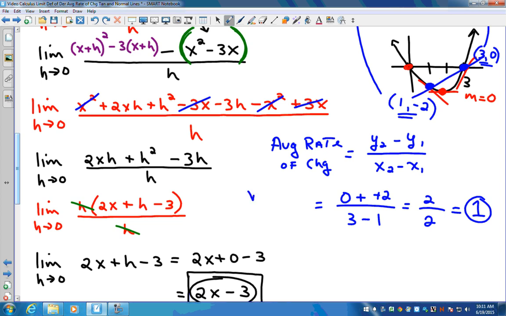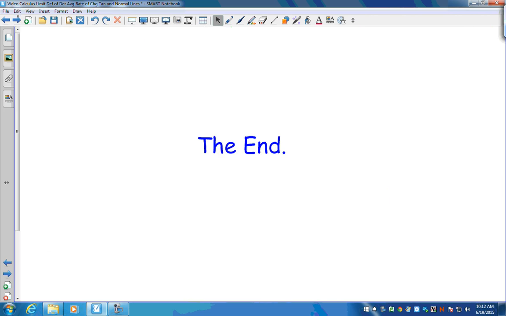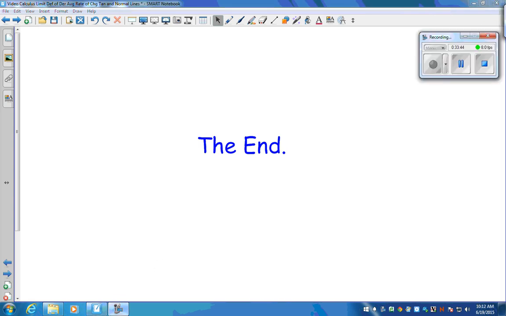So the average rate of change from x equals 1 to x equals 3, we also sometimes call the slope of the secant line, right? Because the secant line is a line that intersects the curve in 2 spots. So the slope of the secant line, or the average rate of change from x equals 1 to x equals 3 is 1. So there you have it. You've got the limit definition of the derivative, which is the instantaneous rate of change, and then you also have the average rate of change. Again, the instantaneous rate of change is found by using the limit definition of the derivative.